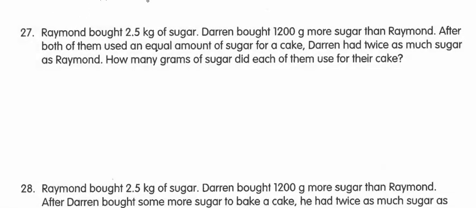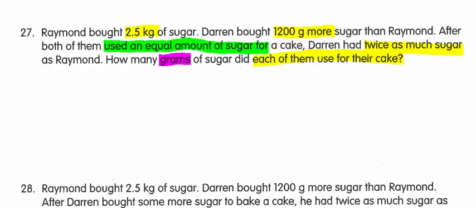Raymond bought 2.5 kg of sugar. Darren bought 1200 grams more sugar than Raymond. Now here, again, let's look at the keywords. Both of them use an equal amount of sugar. And after that, Darren had twice as many sugar as Raymond. So the unit they're asking for is grams. How many grams did each of them use for the cake?